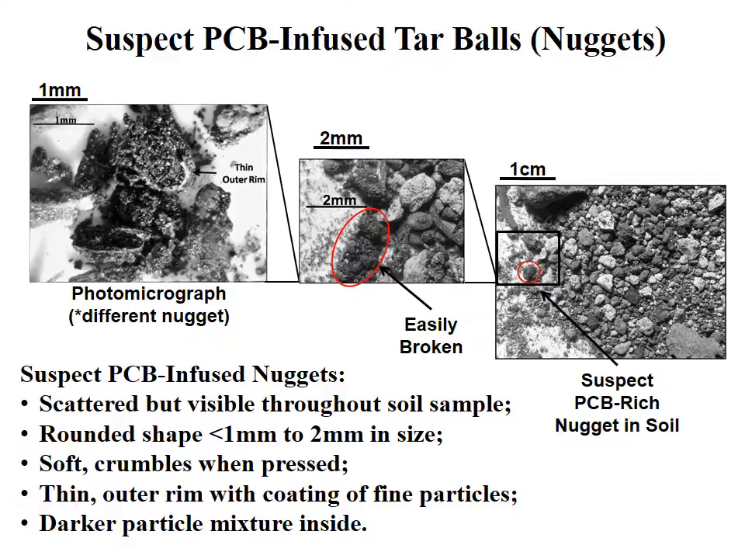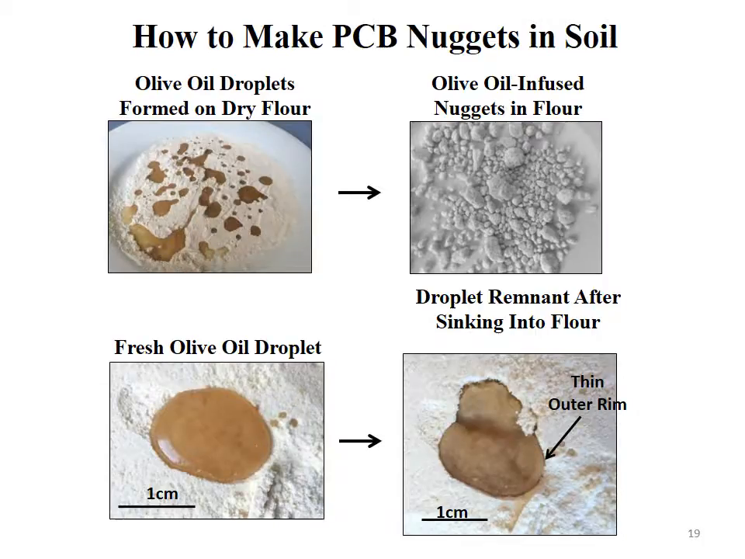So how are these created? A chemist who likes to cook showed me how to make these types of nuggets in soil. In this case he said to get some dry flour and just pour olive oil on it. When you pour olive oil, or any oil, on a dry material like soil, first the oil will quickly retract into droplets, and then over a few minutes these droplets will slowly sink into the soil, as you see on the bottom.